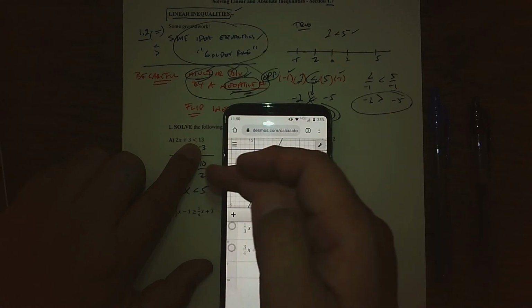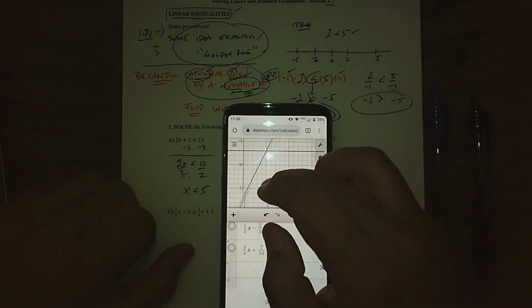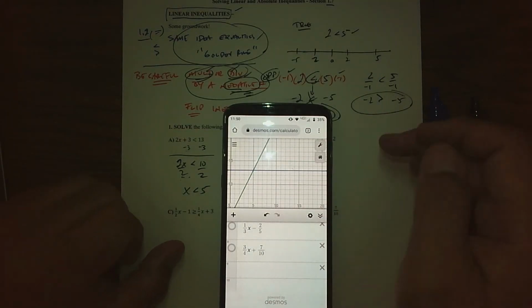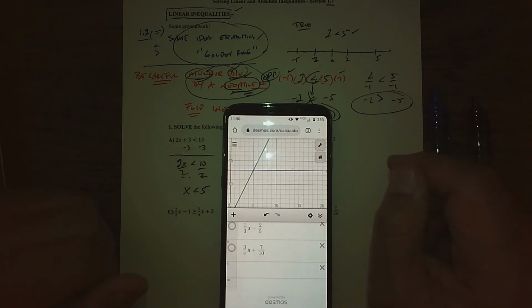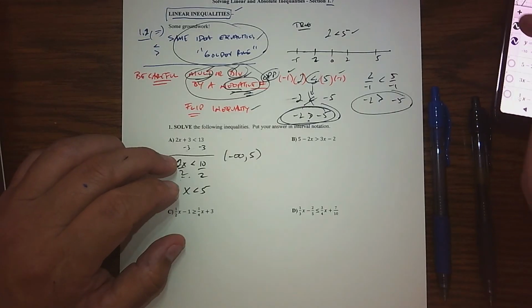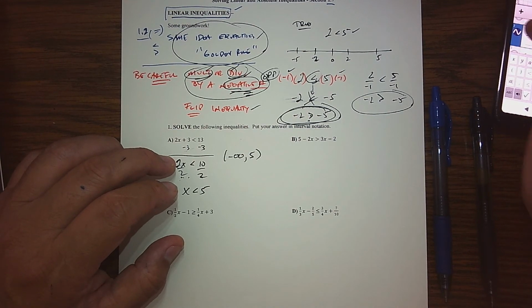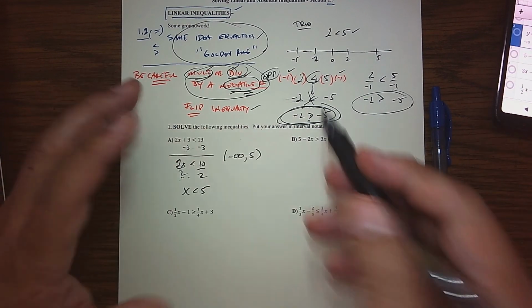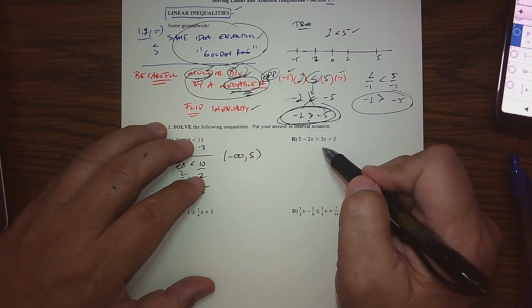So everything to the left of 5, right, makes it true. Everything to the right of 5 would make it untrue if we were using what we learned in 5.6. So we got that guy basically verified. All right, what about the next one? Again, a little bit more going on, but just keep solving it like I would in inequality.